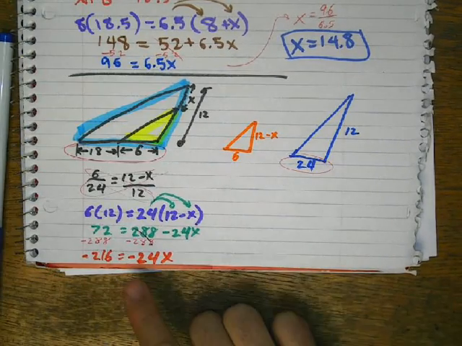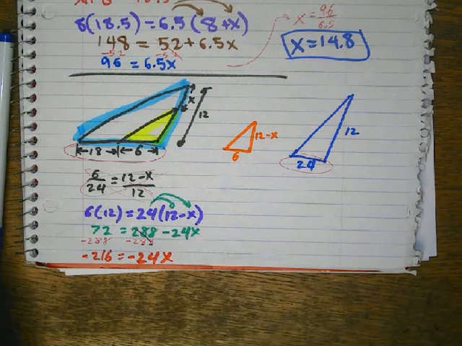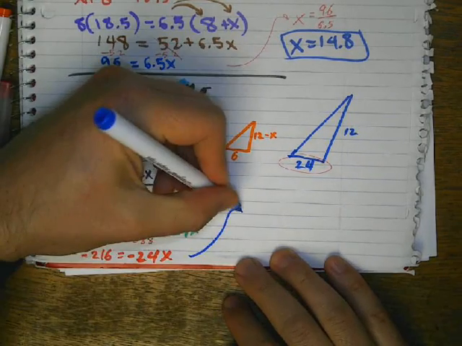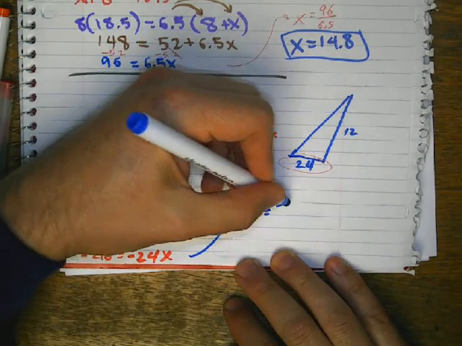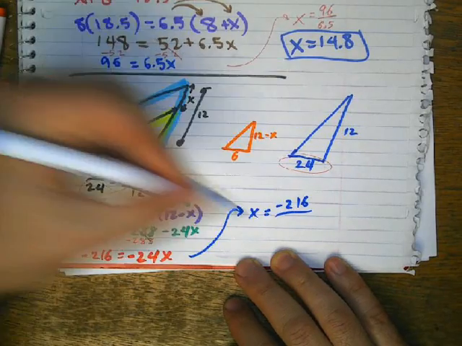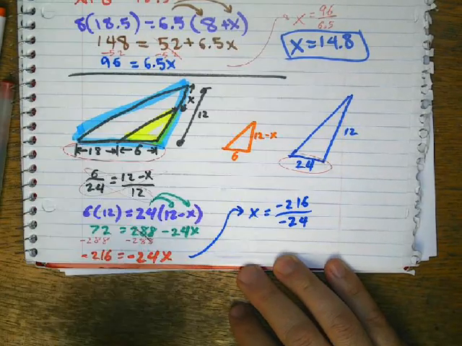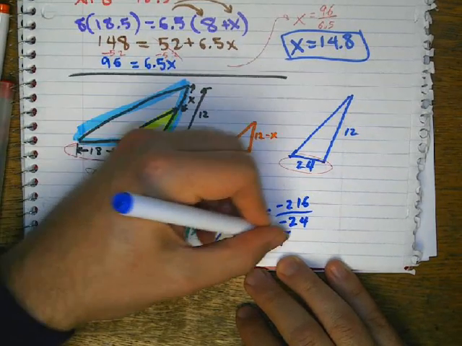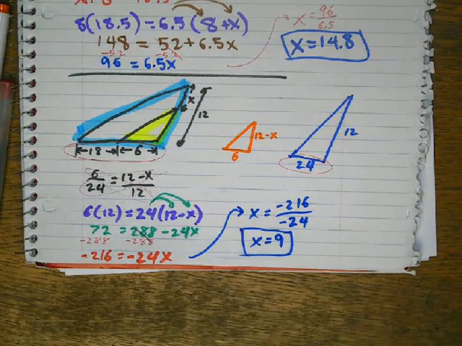And then the last step is to divide both sides of the equation by negative 24. So now I have x equals negative 216 divided by negative 24. And then we get x equals 9. If you have trouble with this, you may want to rewatch the video, and I hope this helps.